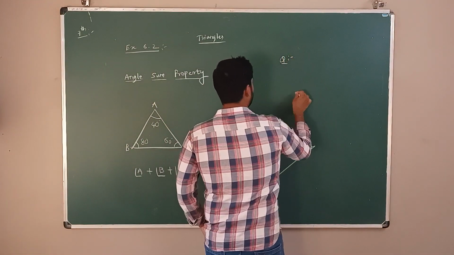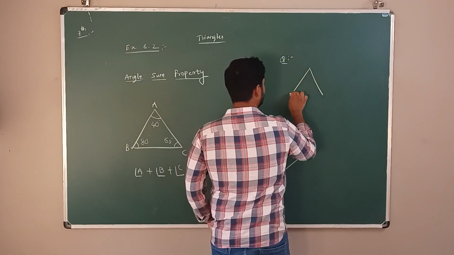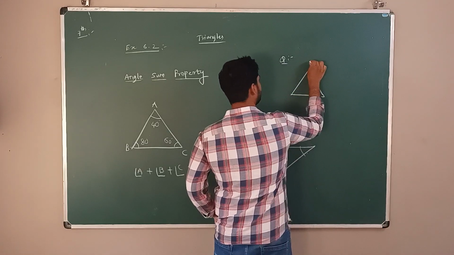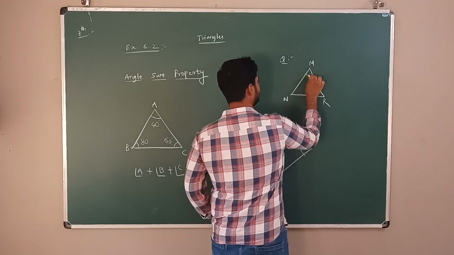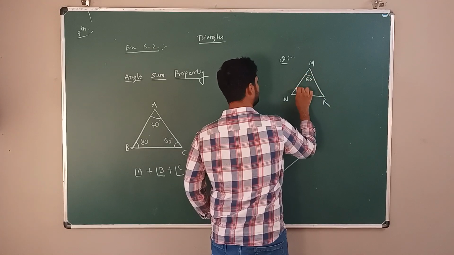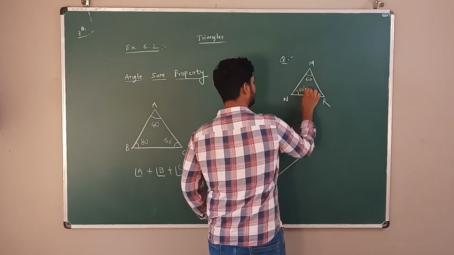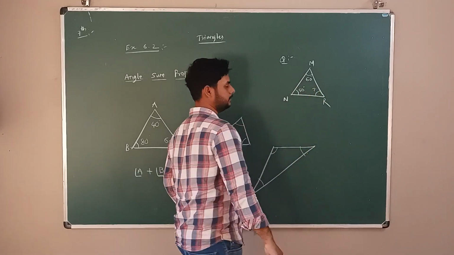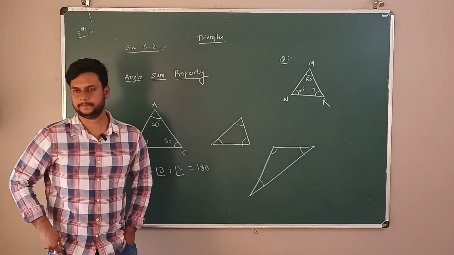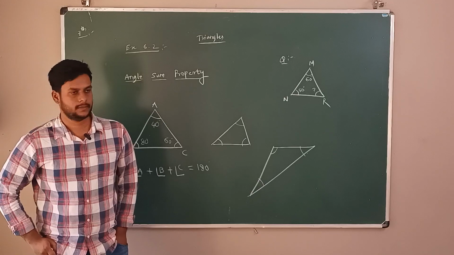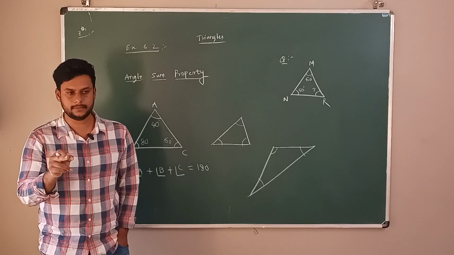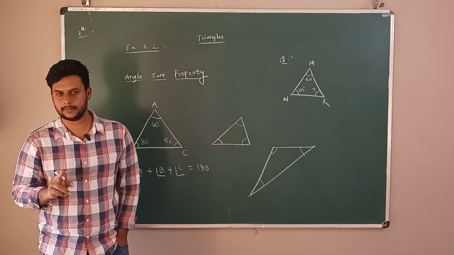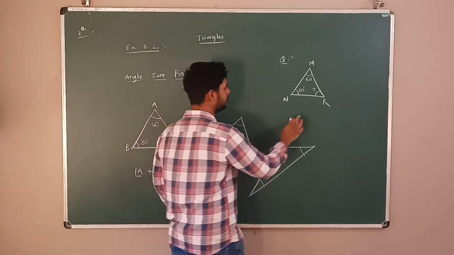One question. If I have a triangle, and I will name the vertices M, N, R. This angle is 60 degrees, this is 50 degrees. How much will this one be? 70 degrees. 60 plus 50 is 110, 110 plus 70 is 180. Is that correct or not? Yes, he gave the right answer. So this is 70 degrees.